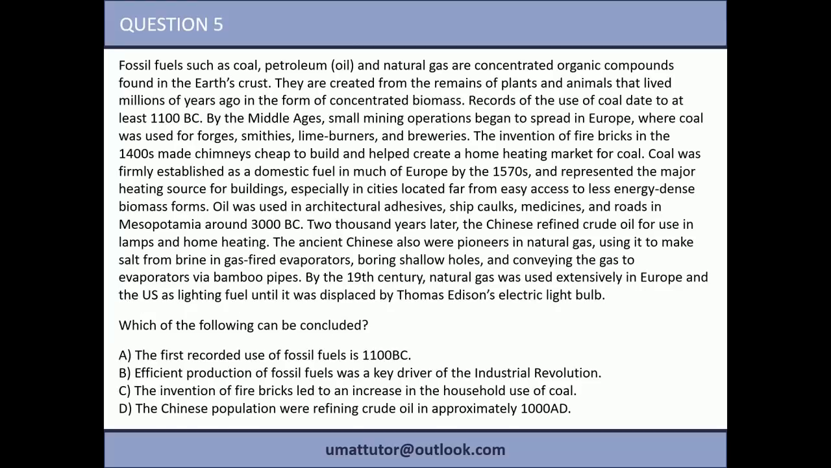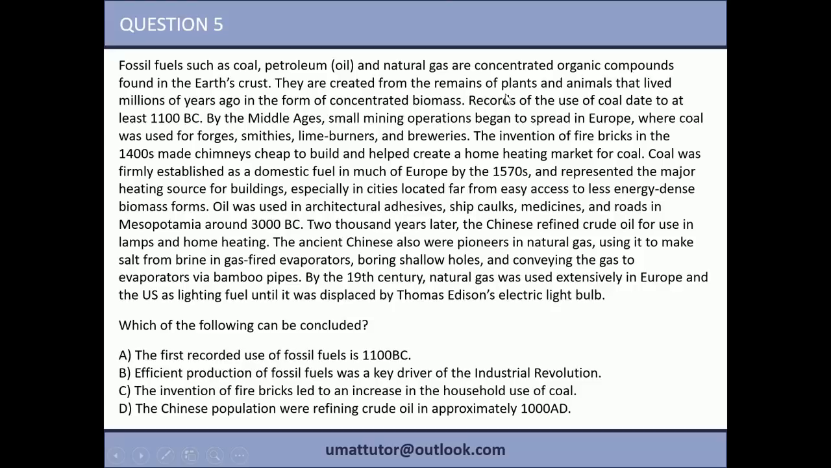Next question again is just a lot of reading, a lot of comprehension. I won't go through and read all this, but by all means, pause the video and take a couple of minutes to do so. The question is just which of the following can be concluded. So if we go through the answers, A, the first recorded use of fossil fuels is 1100 BC.